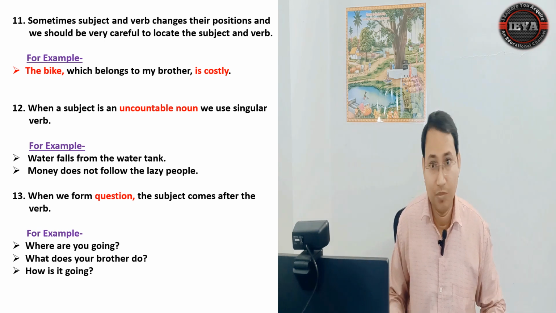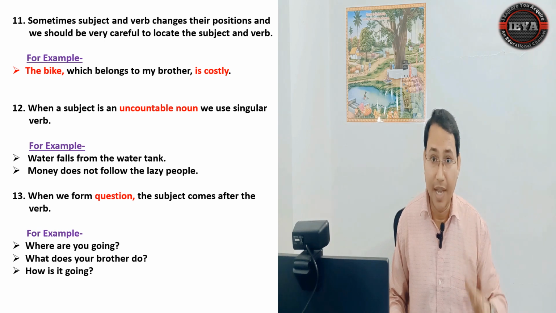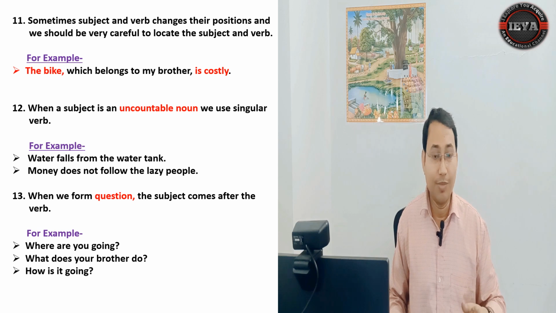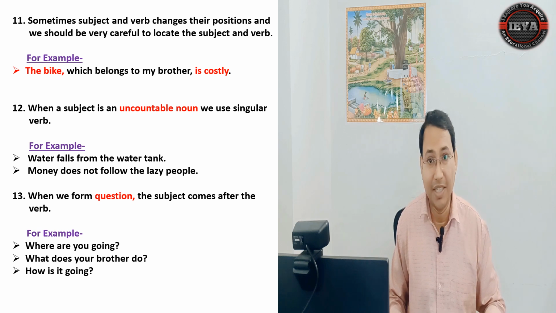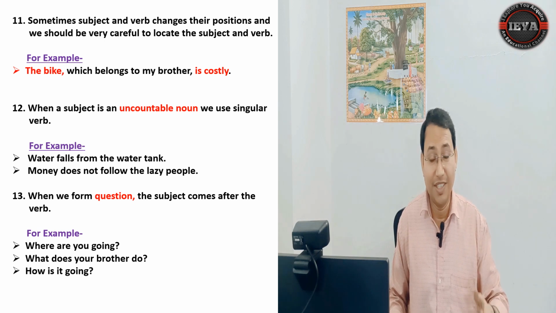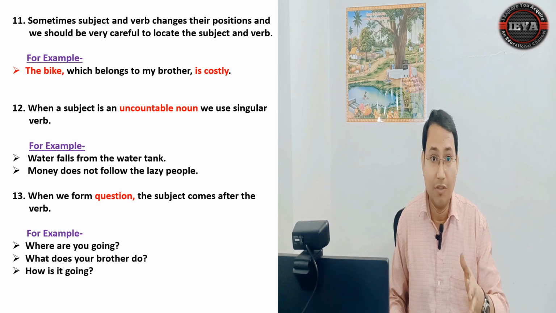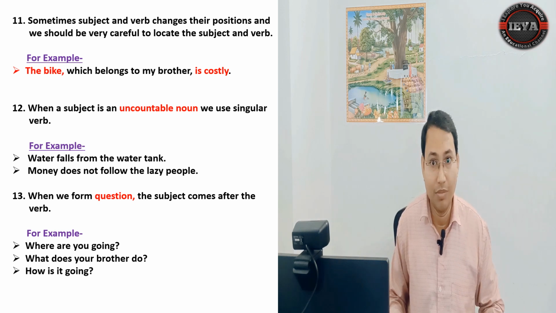Point number 12. When a subject is an uncountable noun, we use a singular verb. For example, water falls from the water tank. Money does not follow the lazy people. Here water and money are uncountable nouns, so we use the verb in singular form like falls and does.